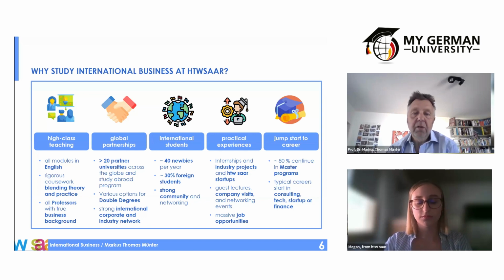We have a pretty strong network of global partnerships. So we have currently 22 or 23 partner universities across the globe. We can go abroad. We offer a couple of double degrees for all the international students. So if you go abroad, then you can, of course, do a degree somewhere else and then bring it on home. And then you have a double degree.